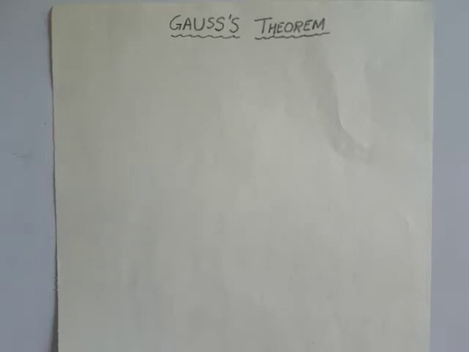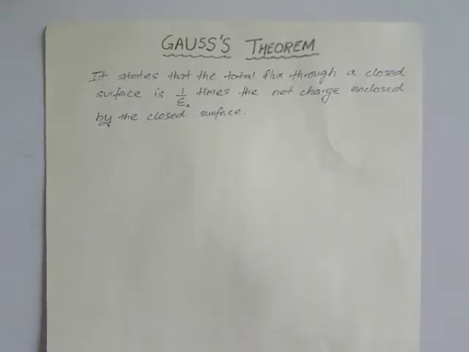Gauss theorem. So let's start with this. It states that the total flux through a closed surface is 1 upon epsilon naught times the net charge enclosed by the closed surface. So we can write the statement over here.